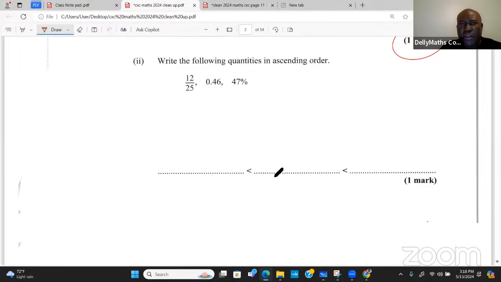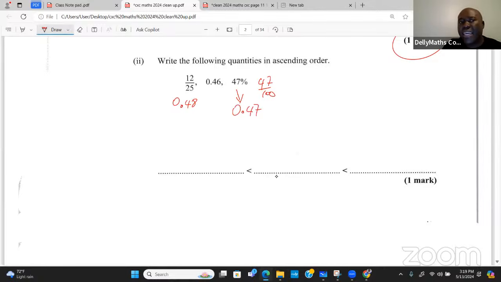Let us write the following quantities in ascending order. All right, what you want to do with a question like this is probably to represent everybody as a decimal quickly. So we could represent this as a decimal. So 12 divided by 25 is the same thing as 0.48. 47% is the same as 47 over 100, which is 0.47.